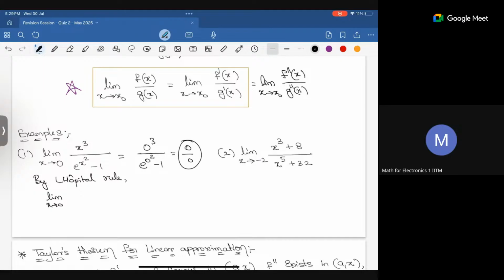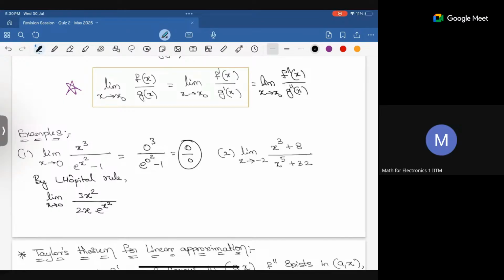What I can do is take the derivative of the numerator. The derivative of the numerator is 3x squared, divided by the derivative of the denominator. So you have to be a little careful here. e power x squared is a composition of two functions, right? So when you take the derivative, you have to take it carefully. It will be 2x into e power x squared.